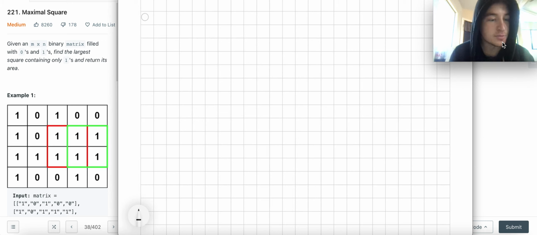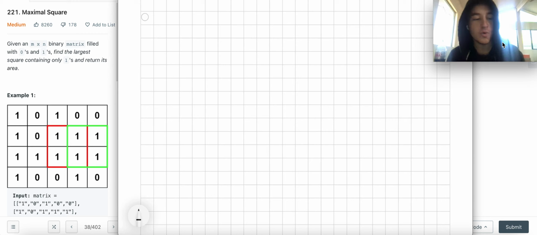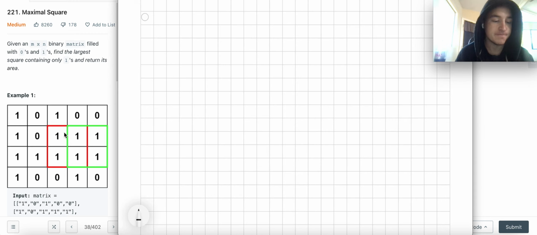So 221, maximal square. You're given an m by n binary matrix filled with zeros and ones. Find the largest square containing only ones and return its area.